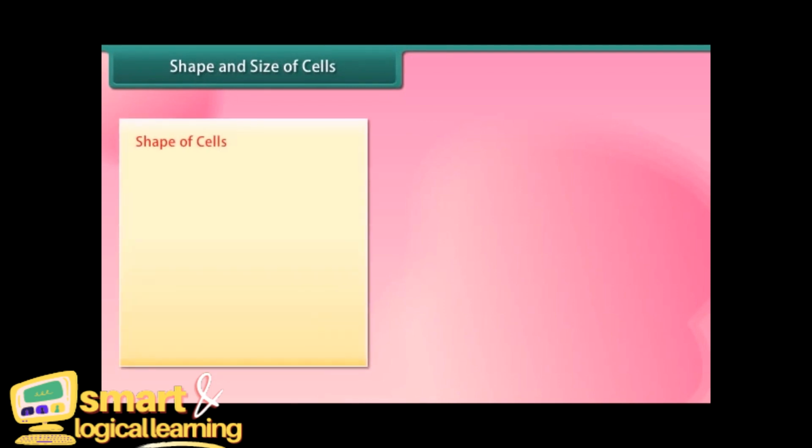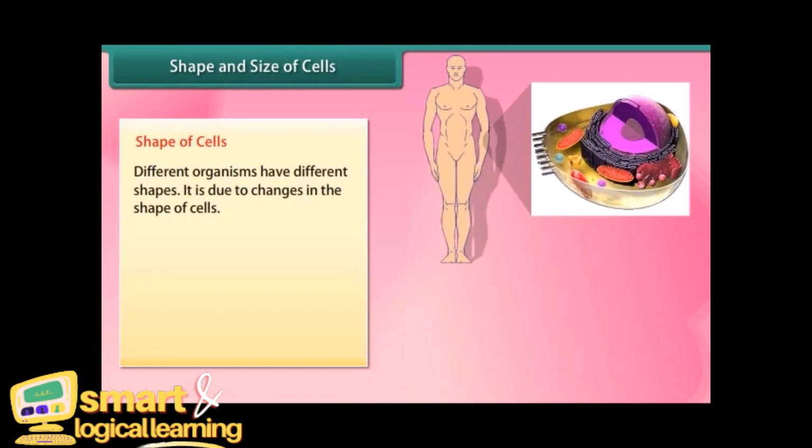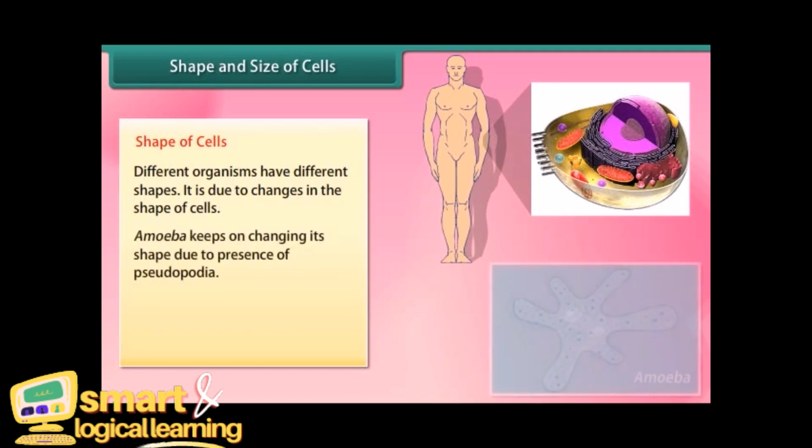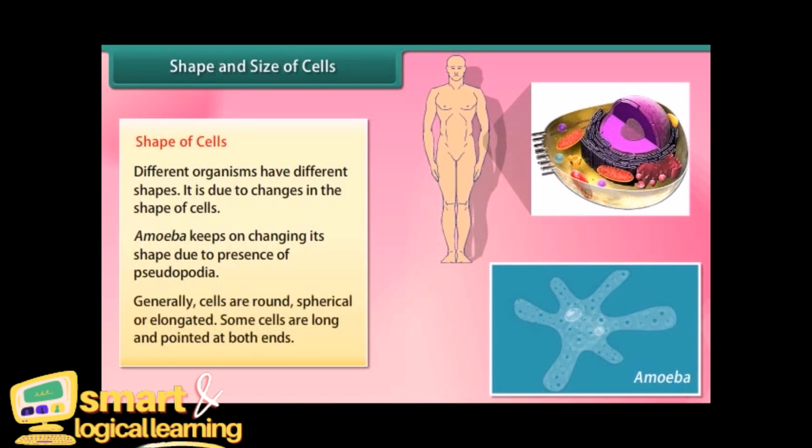Shape and size of cells. Shape of cells. Different organisms have different shapes. It is due to changes in the shape of cells. Amoeba keeps on changing its shape due to presence of pseudopodia. Generally, cells are round, spherical, or elongated. Some cells are long and pointed at both ends.